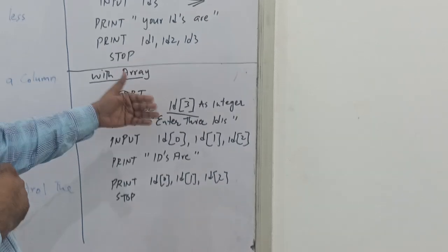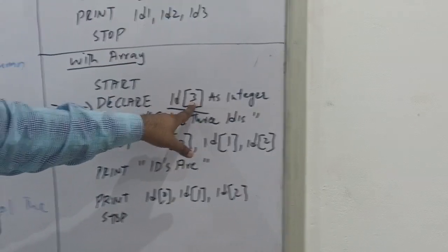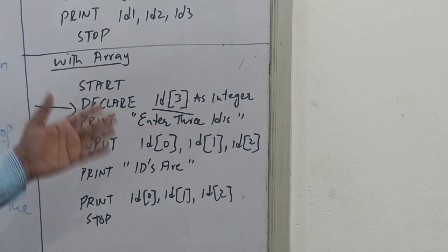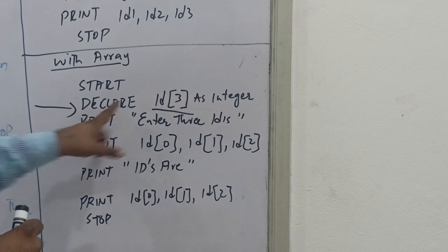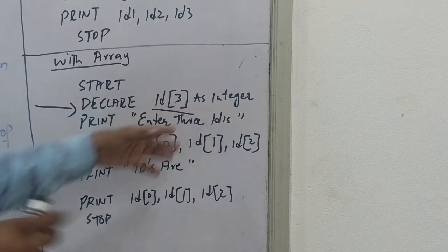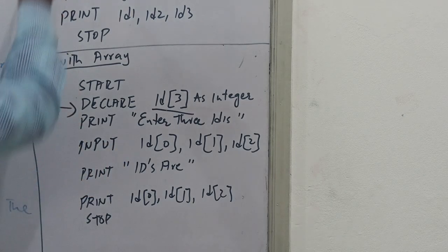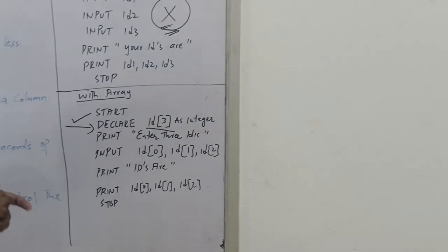So if you need 250 variables, you will just write 250 in this bracket, and all of them will be declared. In the case of 6,000 people, you will say declare ID, and in the bracket you will write 6,000, and the 6,000 variables will be declared. So this headache of 250 times is resolved by this single line.